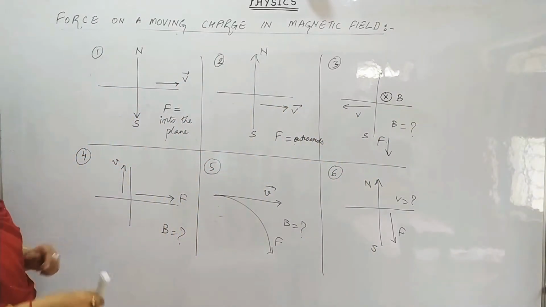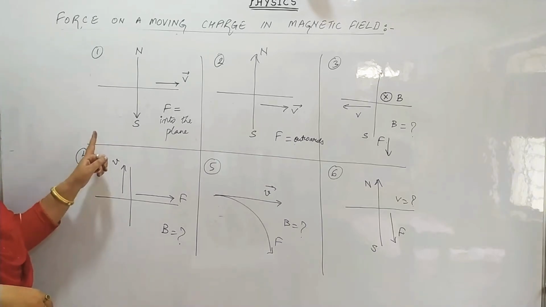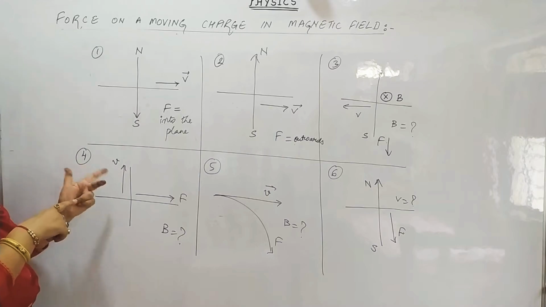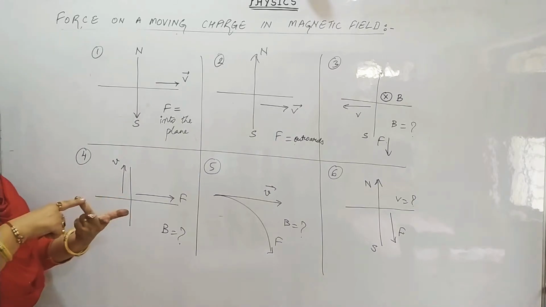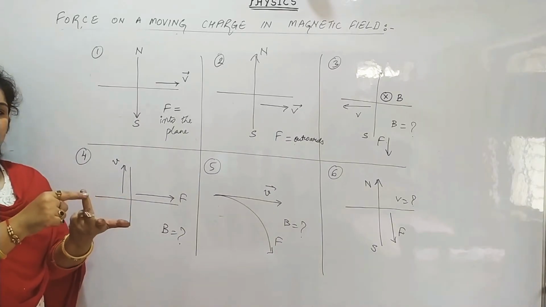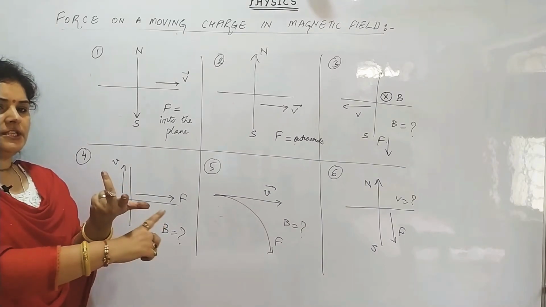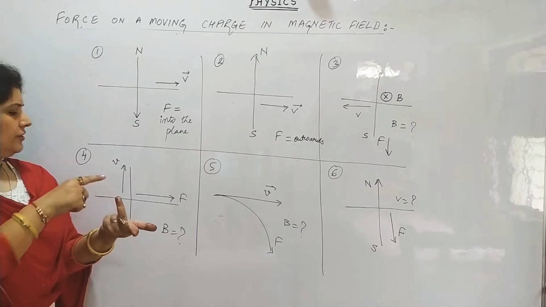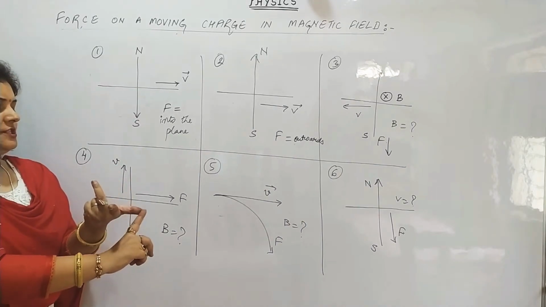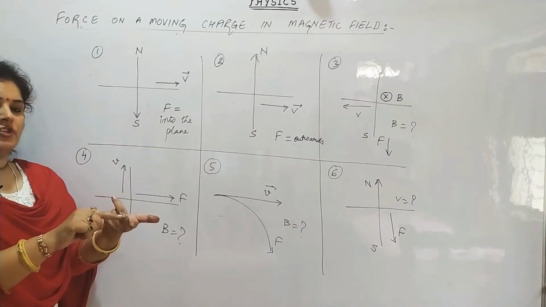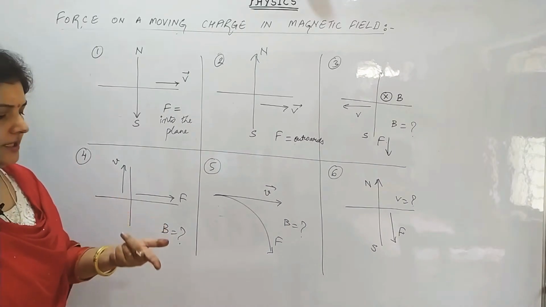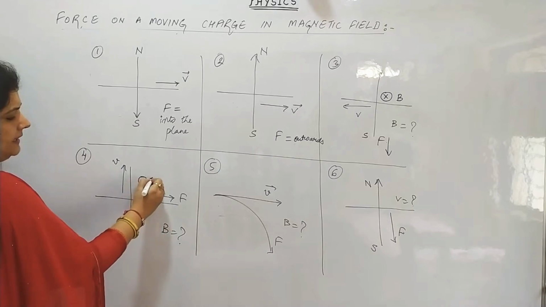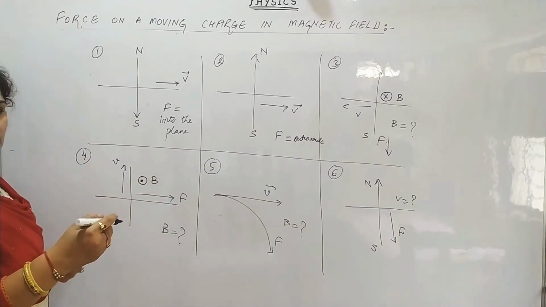Right? The fourth one. Velocity of the charge is upward, and force experienced is to the right. Look, velocity of the charge upward, force experienced thumb towards the right. So what is the direction of magnetic field? Towards the reader. So how do we draw it here? We draw a dot, which tells us the magnetic field is towards the reader.